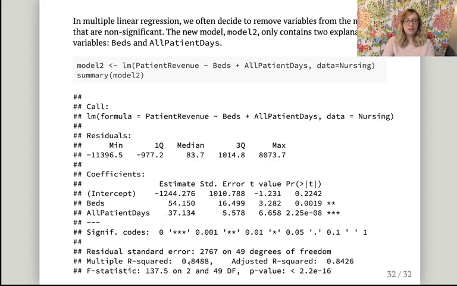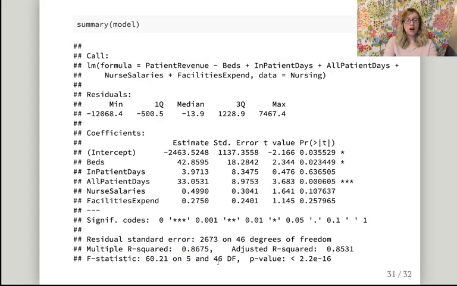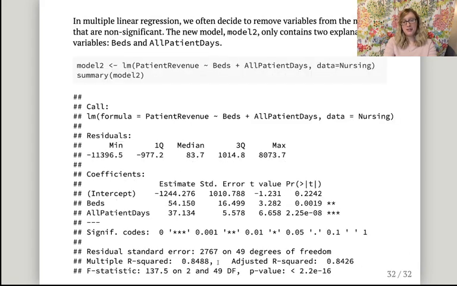Take a look at what's happened to the multiple R squared. It's gone down slightly, to about 85%. So dropping 3 variables means that we're only losing about 2% of our ability to explain patient revenue, which I think is worth it for a simpler model.